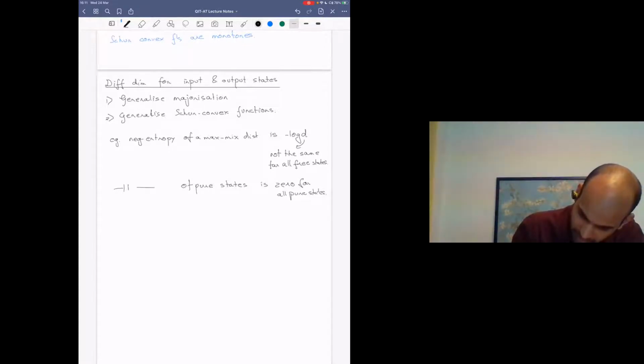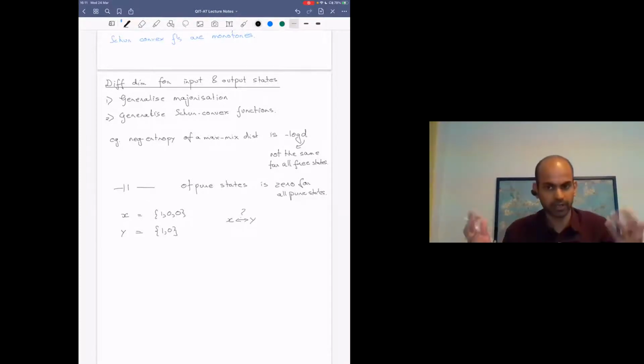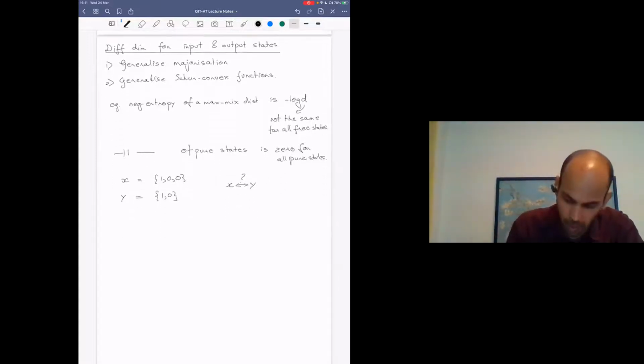Consider that I have the states x and y, and x is the vector 1, 0, 0, and y is the vector 1, 0. And I want to consider, can x be taken to y or backwards via noisy classical operations? Are they equivalent? Maybe all pure states would be equivalent. They're not, but let's see why this is not the case.